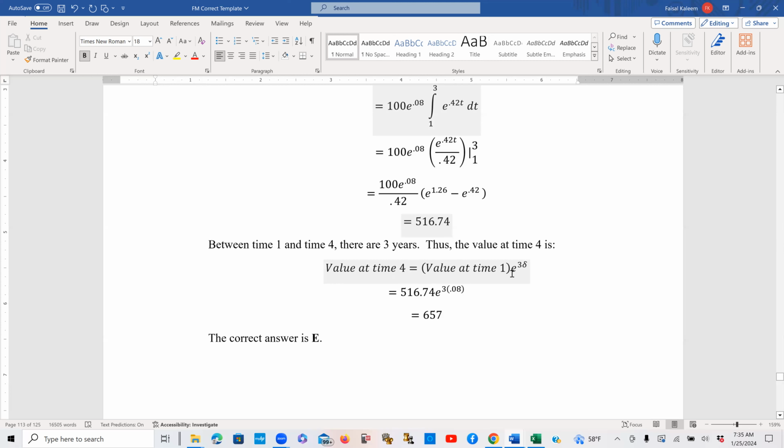If you have force of interest, you multiply the current value by e^(delta t), where t is the duration, and the duration from time 1 to 4, like we said, is 3 years. So it would be the current value at time 1 times e^(3 delta). We substitute delta equals 0.08, and we end up with 657. That is choice E.